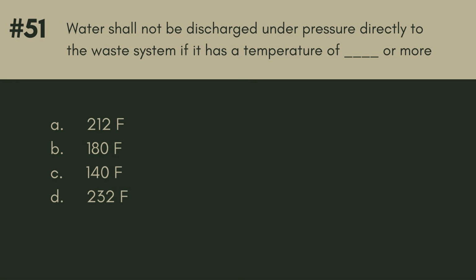of how many degrees Fahrenheit or more? A. 212 F. B. 180 F. C. 140 F. D. 232 F. The answer? It's C. 140 degrees Fahrenheit. Water shall not be discharged under pressure directly to the waste system if it has a temperature of 140 degrees Fahrenheit or more.